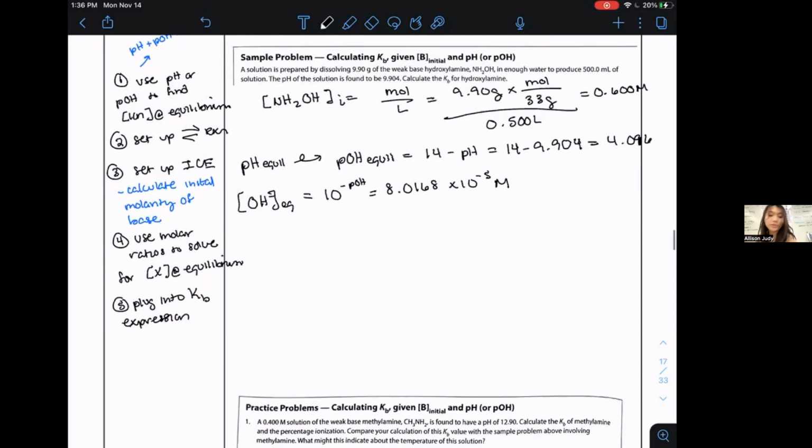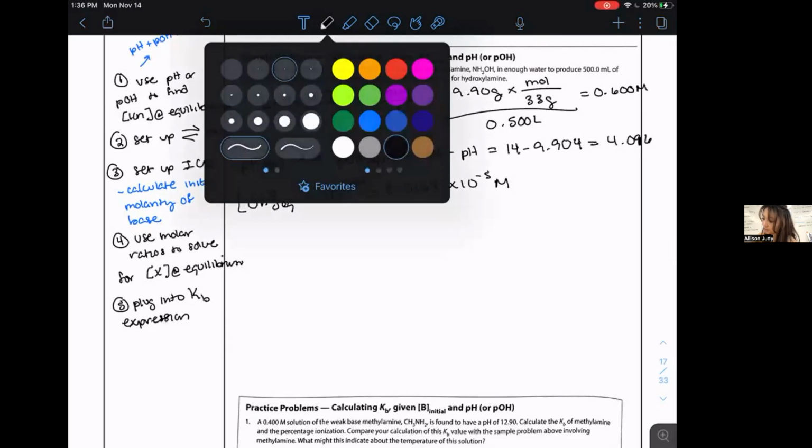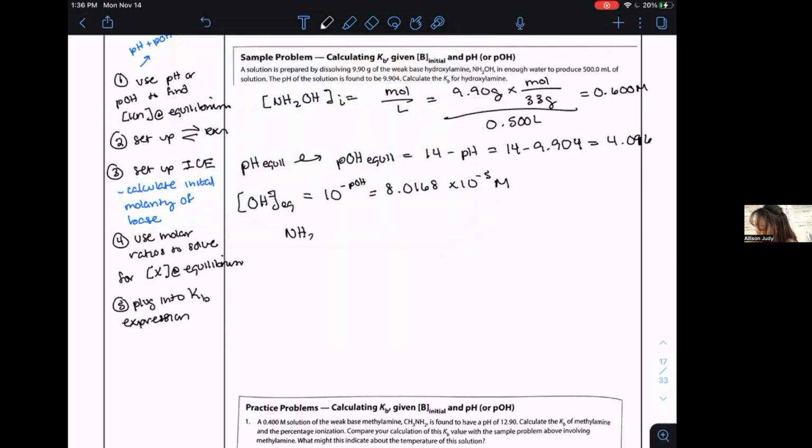Now what we do is we set up our information into the ICE table to calculate the complete equilibrium values and then plug into KB. So we say, I started off with NH2OH plus water, because again we're trying to isolate the behavior, and it's going to produce NH2OH2 plus and OH minus. It would be the oxygen that most likely accepts that, just by the way, but it's possible for the nitrogen. Probably the oxygen, though.